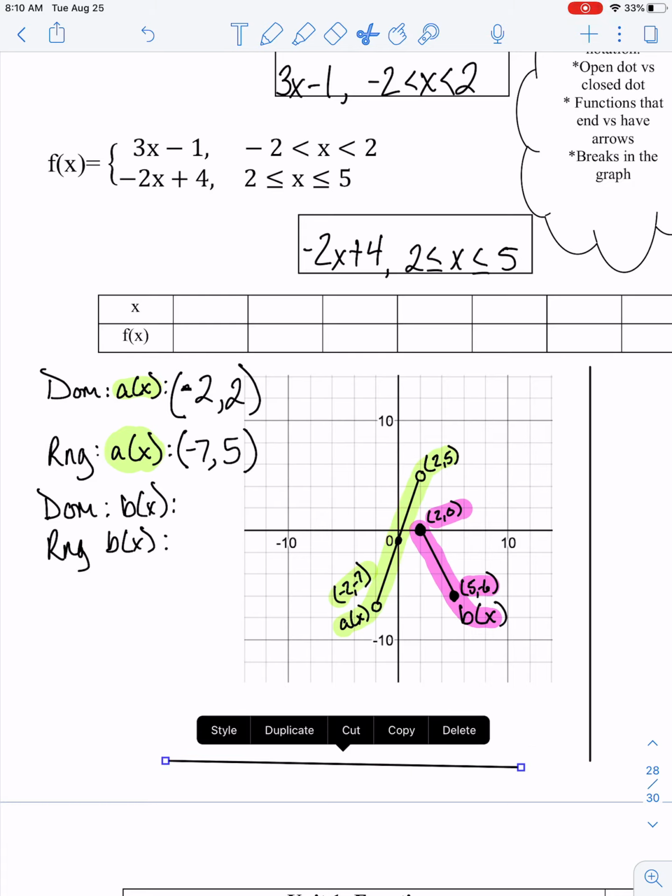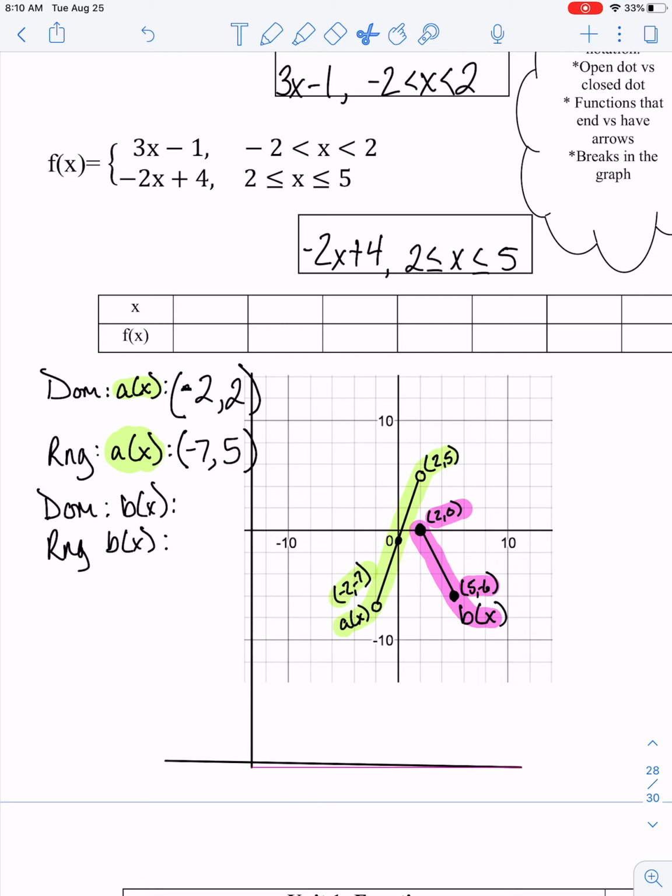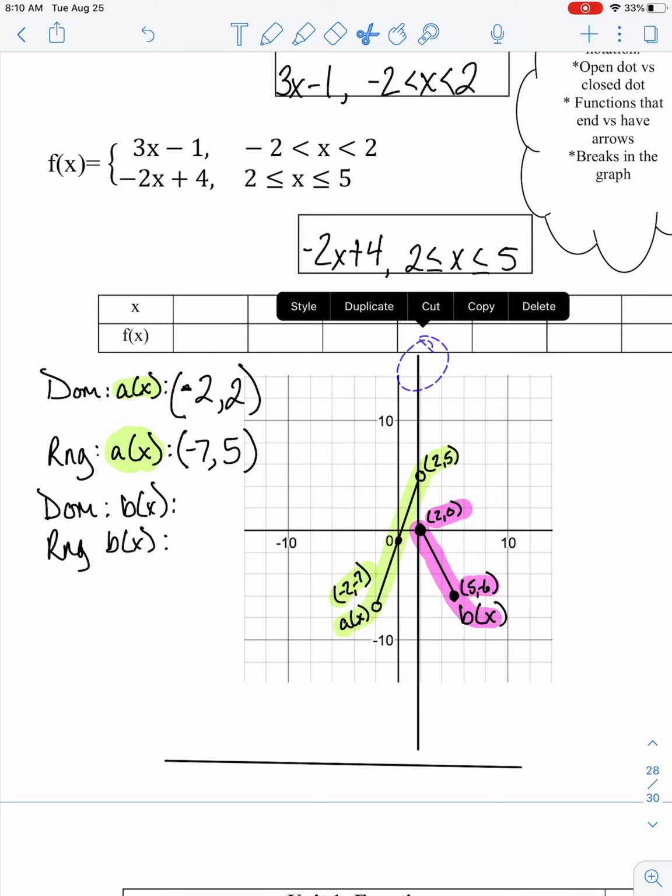Again, when I want to find domain, I'm going to use the vertical line. And I'm going to start all the way on the left. I'm going to move across to the right until I see where this line starts hitting the purple graph. So right there, it hits the purple graph at 2. It's a closed dot, so it gets a bracket.